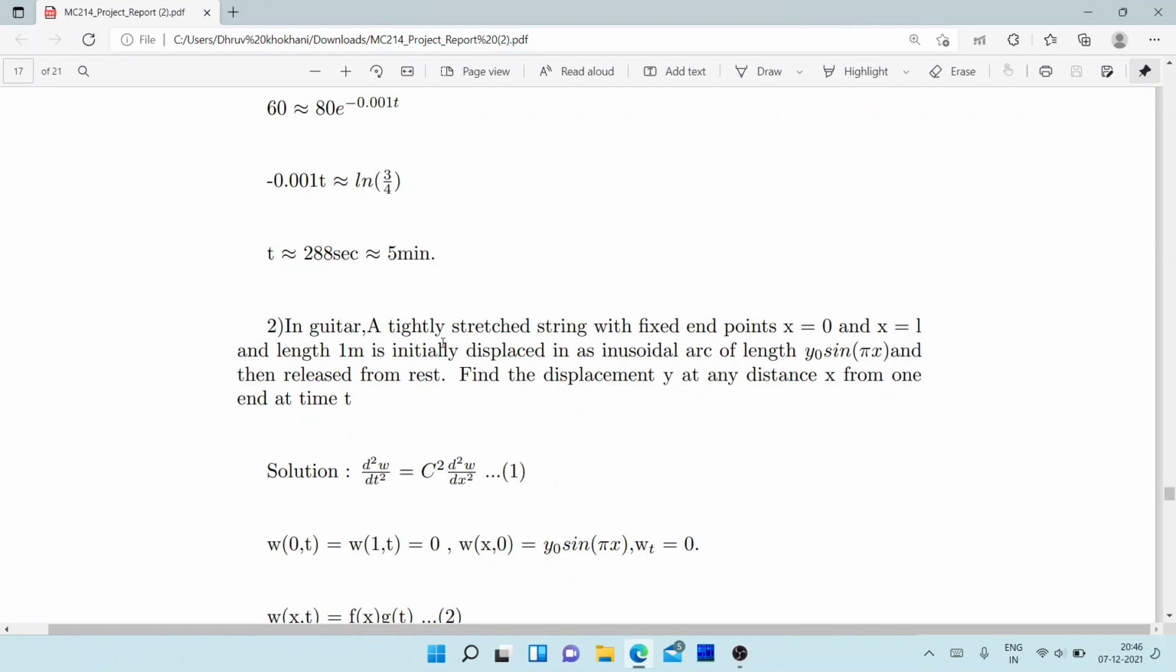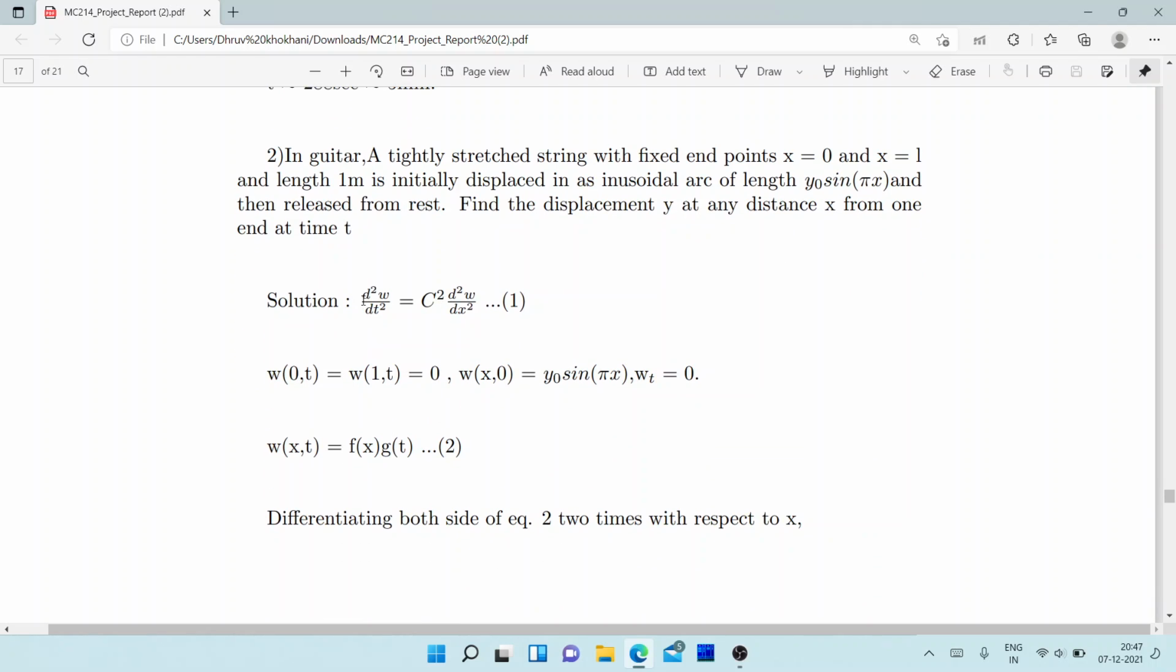In this problem, a tightly stretched string of length 1 meter is fixed at points x equal to 0 and x equal to 1. The initial displacement is y0 sine pi x, and we release it from rest. We have to find the displacement at any distance x from one end at time t.